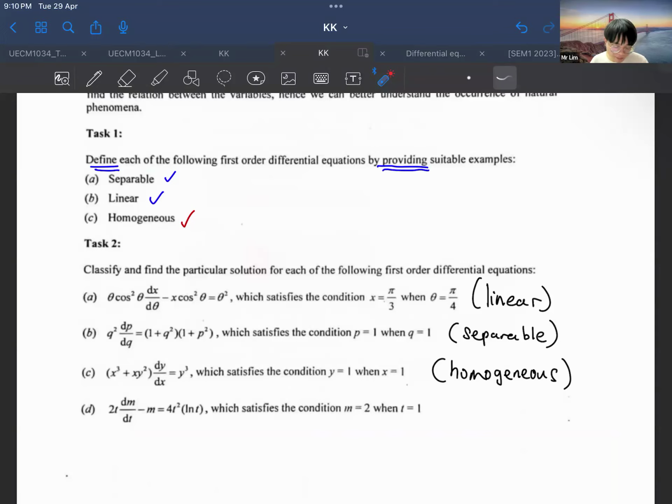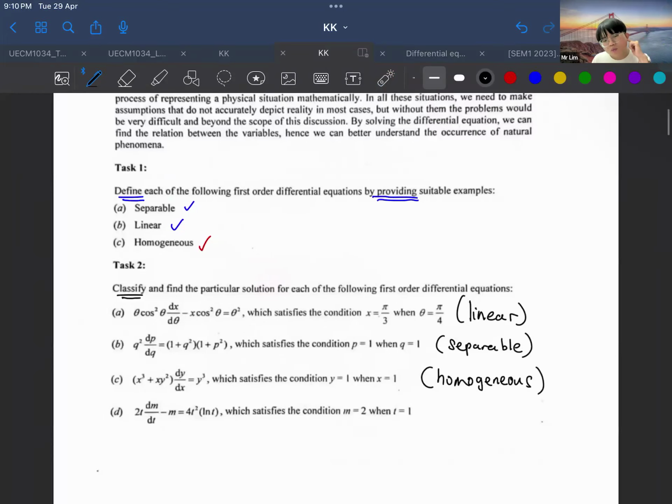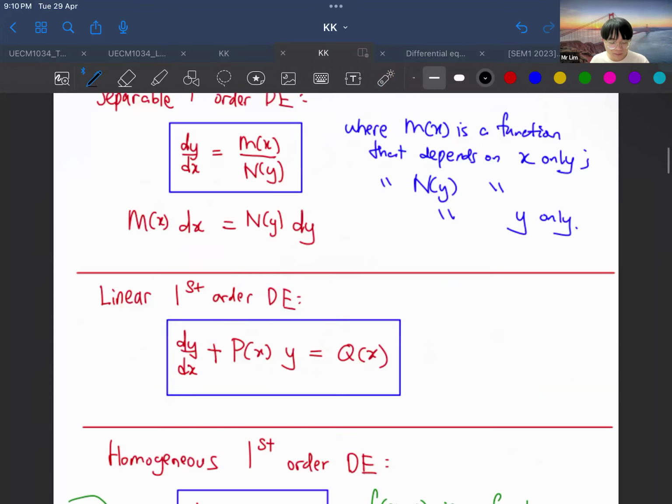For A, B, D, I don't think you need my help, so you can try those on your own and check. Oh yes, for task 2, remember you first have to state what kind of differential equation it is. Classify means you have to state which one of the 3 it is. I already gave you 3 answers; the last one you do on your own. Very simple. I think with that we can now move on to task 3. There's nothing specific in task 1 and task 2. Very easy.